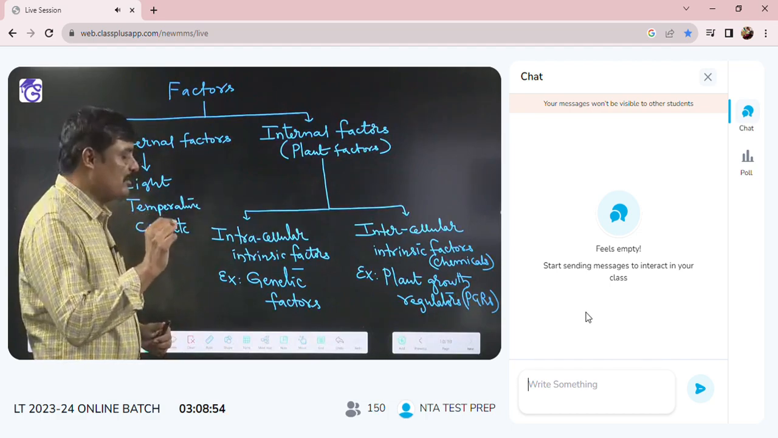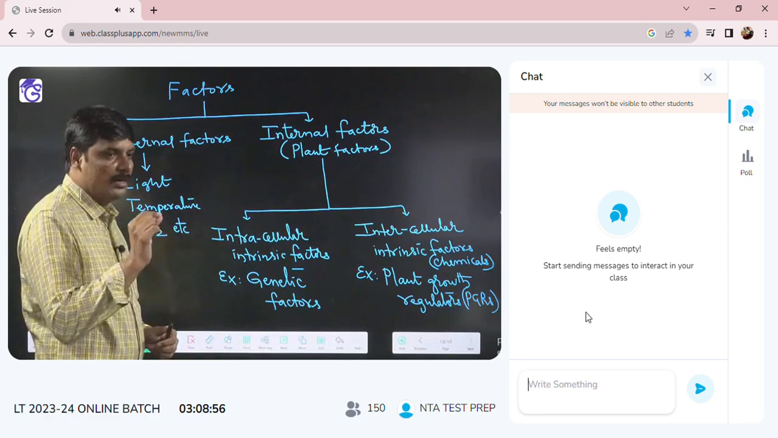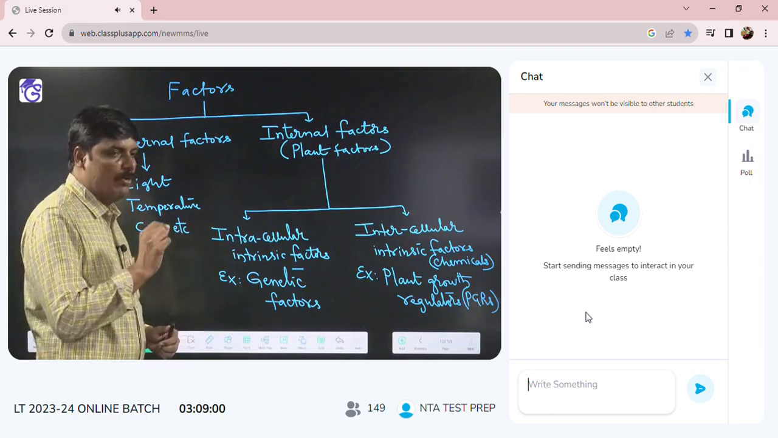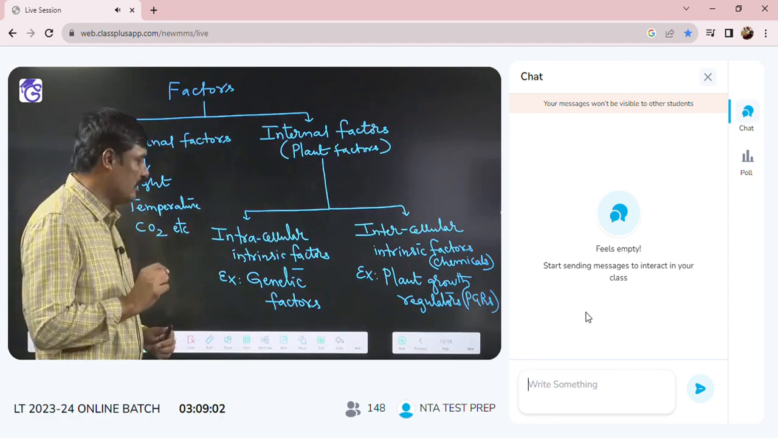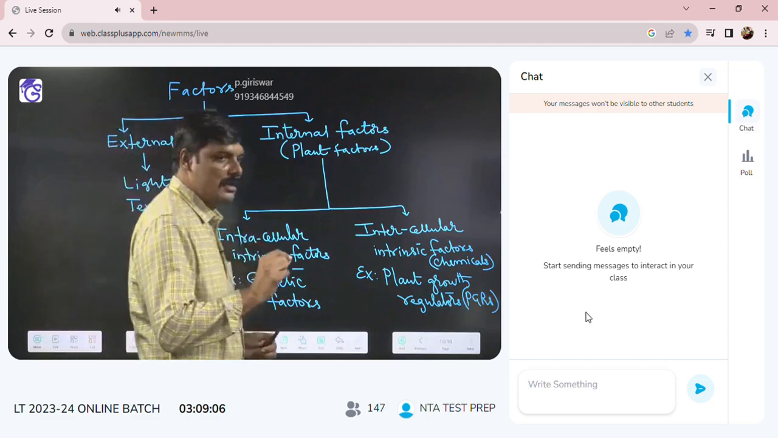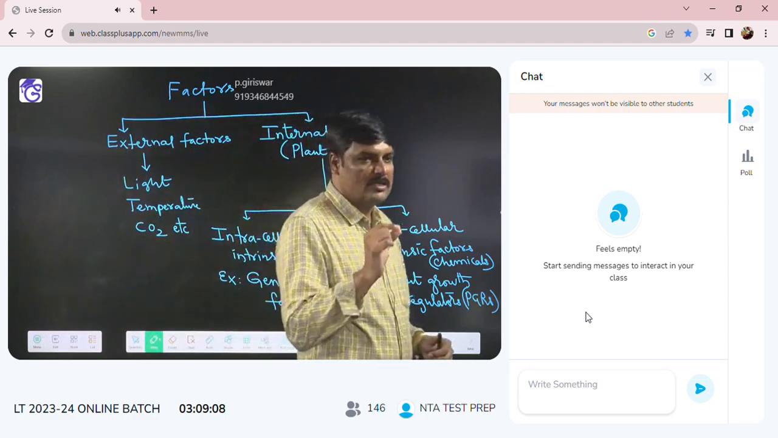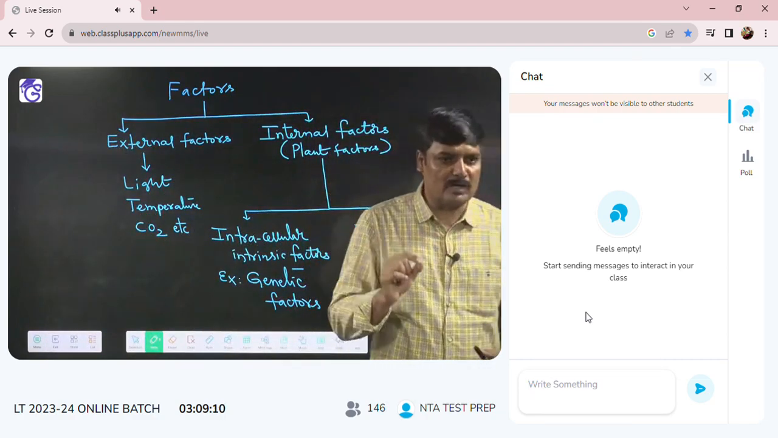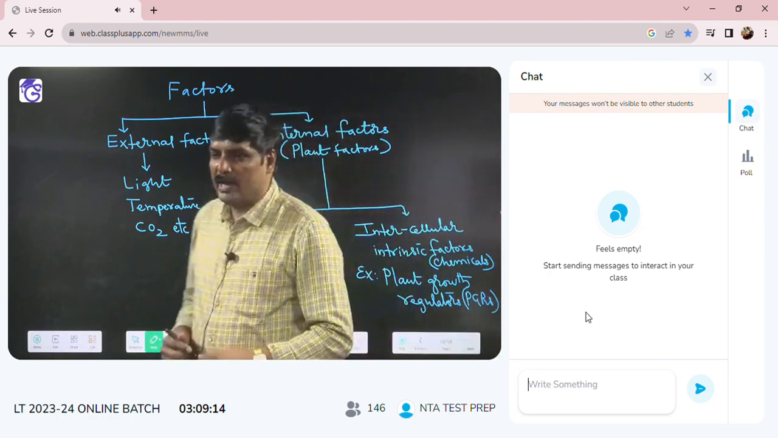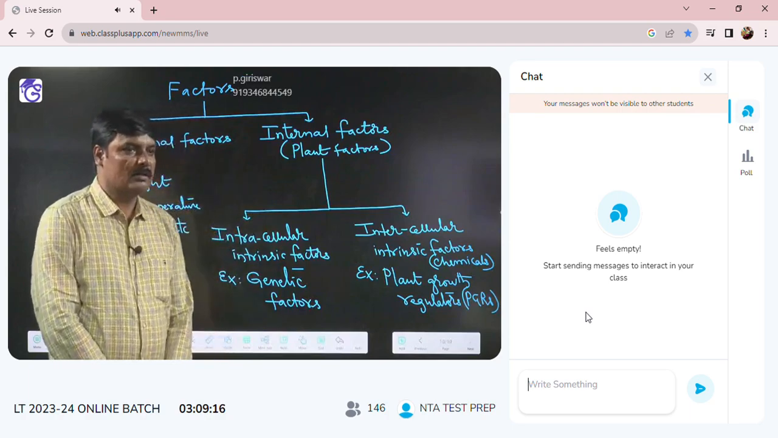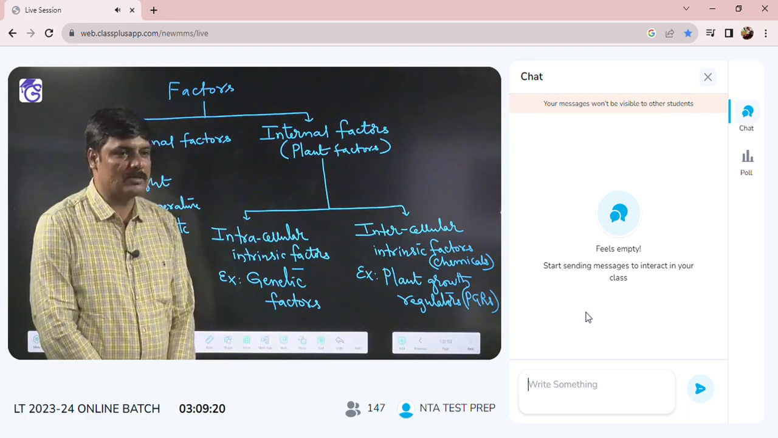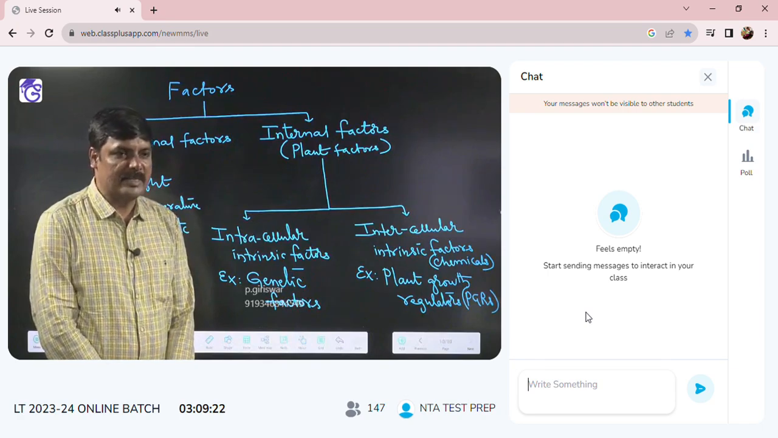How many types of factors are there? What are extrinsic factors? What are intrinsic factors? How many types of intrinsic factors are there? What are intracellular intrinsic? What are intercellular intrinsic? So genetic factors come under which one? And plant growth regulators come under which factors? So I have given a comprehensive account as far as NEET is concerned, students.